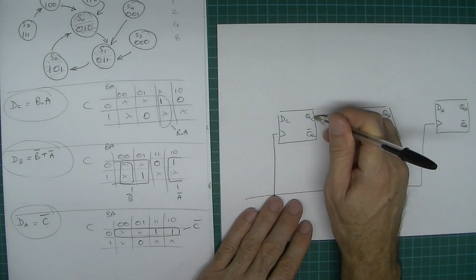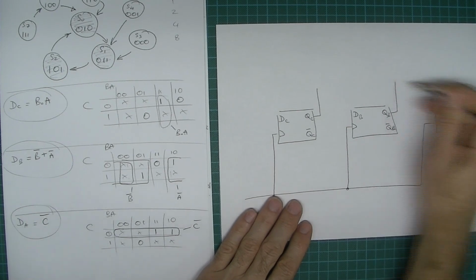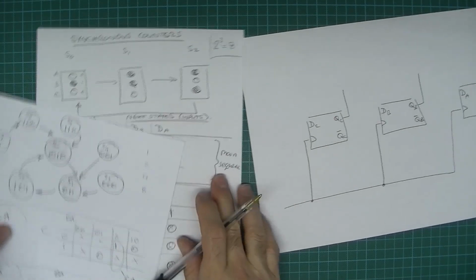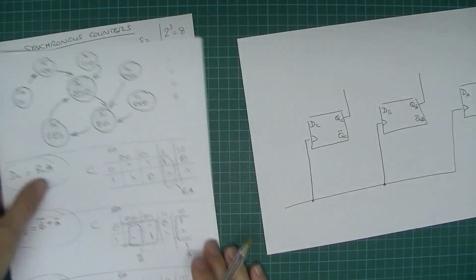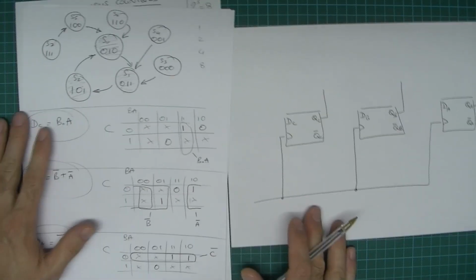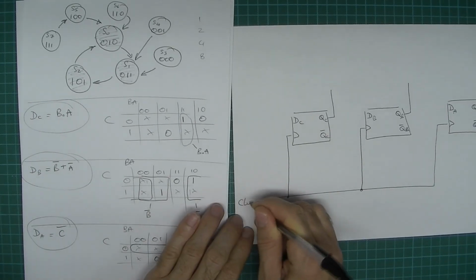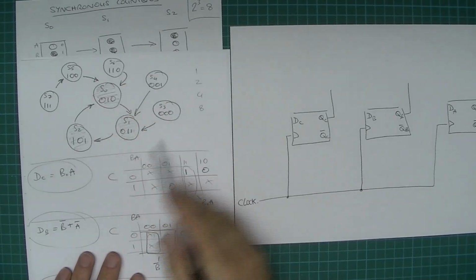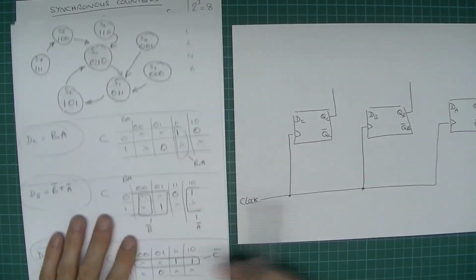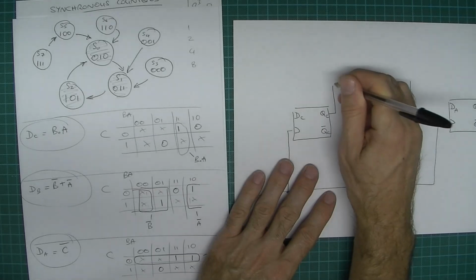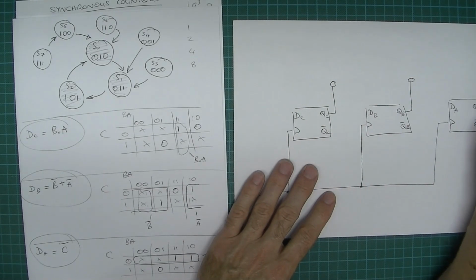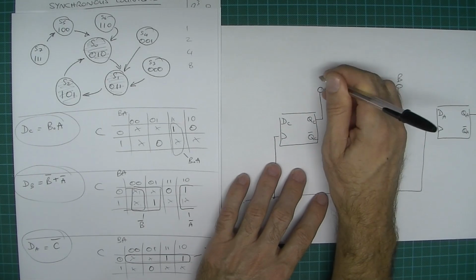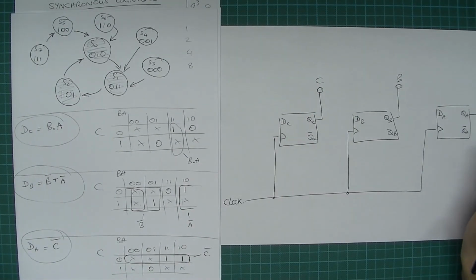Right, okay, so we're going to have the outputs, and the outputs would be connected to our lamps. That's the clock. So on each clock pulse it's going to go to whatever is the next thing in the sequence. So that's going to be my A output, that's going to be my B output, and that's going to be my C output lamp.